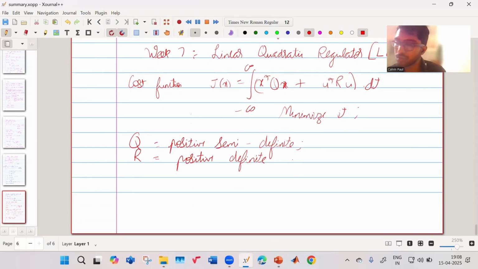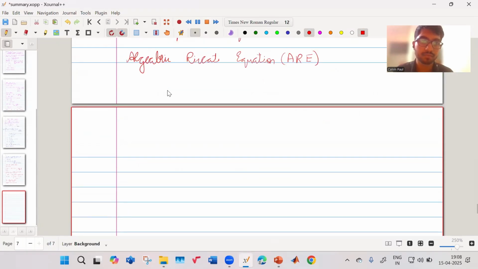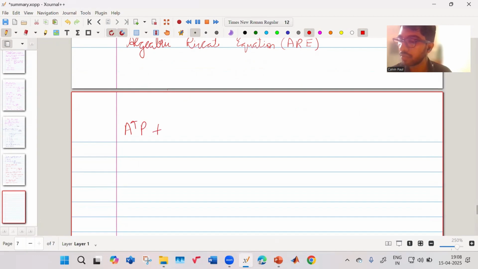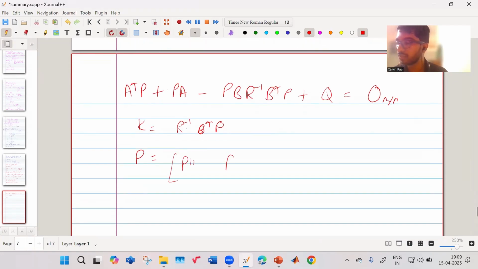So what we get when we use LQR is an algebraic Riccati equation, ARE, which is actually A transpose P plus PA minus PBR inverse B transpose P plus Q equals 0, n cross n, and we get K equal to R inverse B transpose P. So your P, let us consider the second order case, will be P11, P12, P12, P22. This is the P matrix which you will obtain, and then you have to find the gain K.